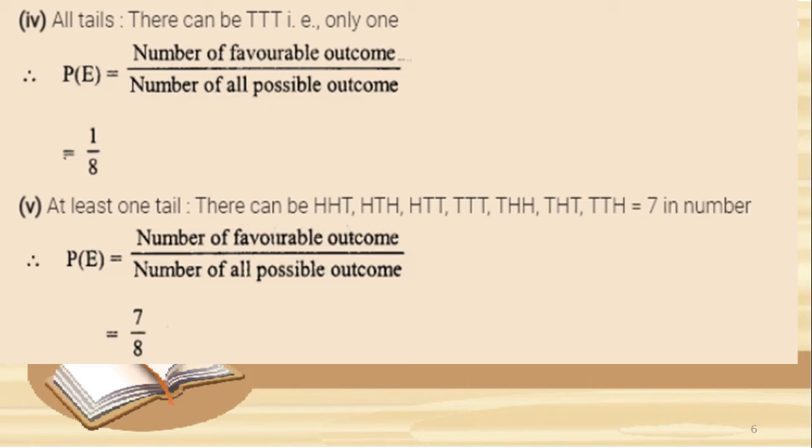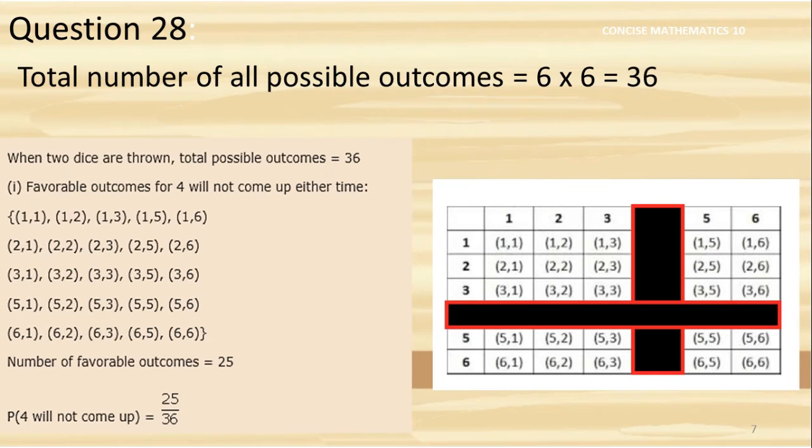And the last sub question is at least 1 tail. So at least 1 tail means what, children? It can have 1 tail, 2 tails or 3 tails also. The outcome can have 1 tail, 2 tails or 3 tails. There are 7 in number, hence the probability is 7 by 8.